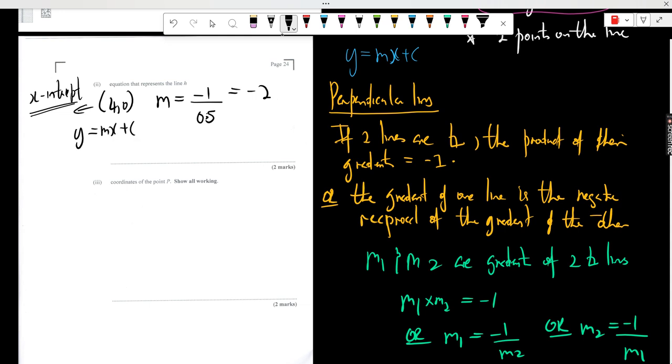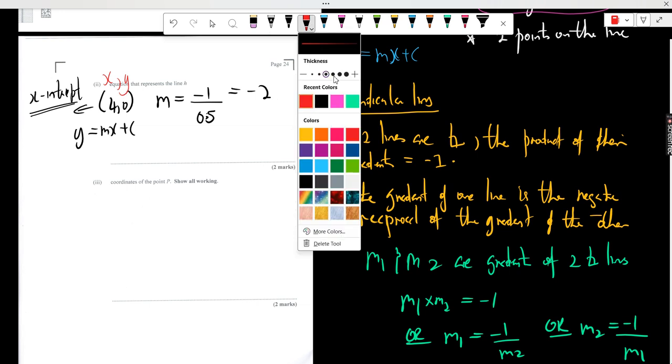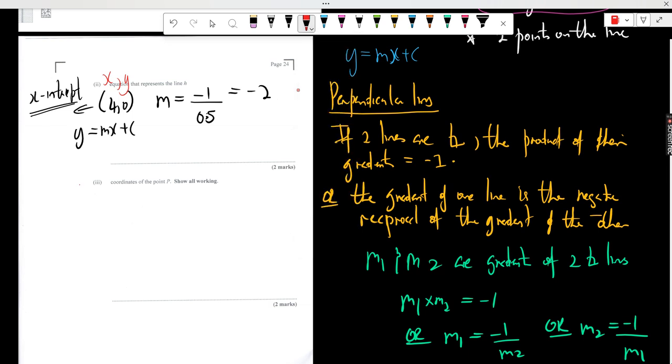We can substitute the coordinates of the point and the gradient into the line and then solve for c. So this is our point right here, 4, 0, and of course it's always in the form x, y. So if we substitute those values, what we get is this. We see that 0 is equal to minus 2 times 4 plus c. So 0 equals minus 8 plus c, and therefore this means that c is equal to 8.